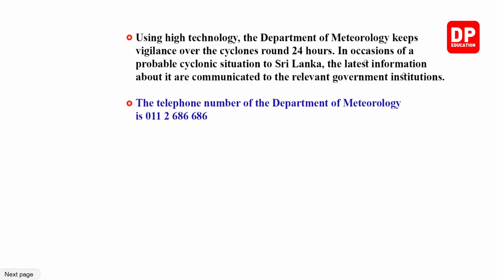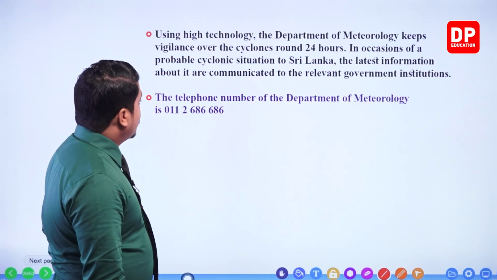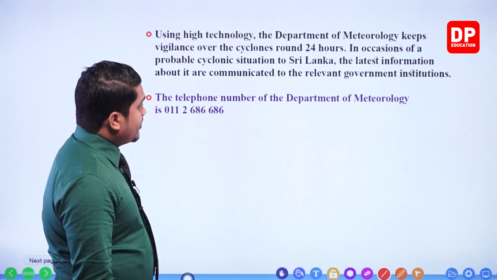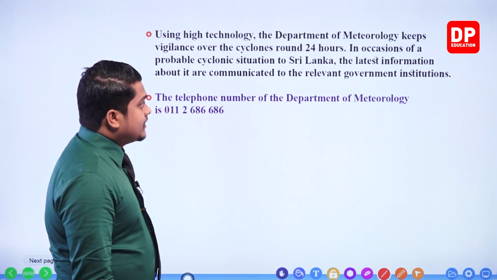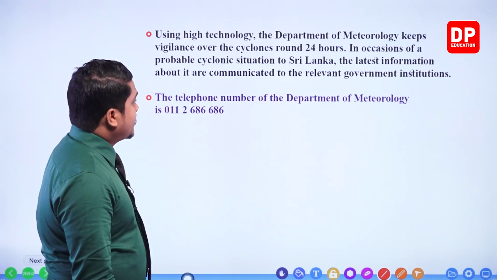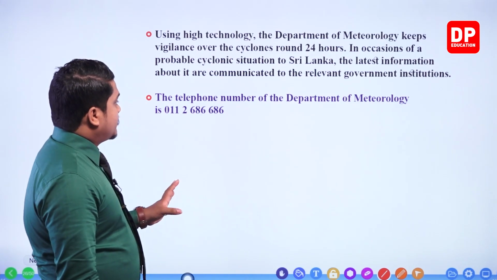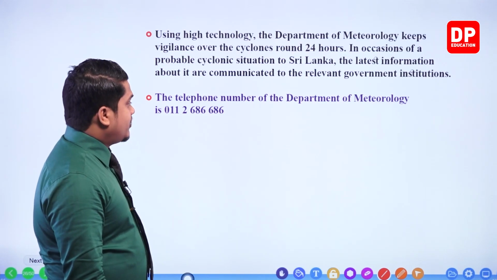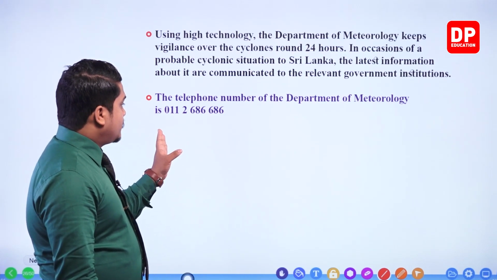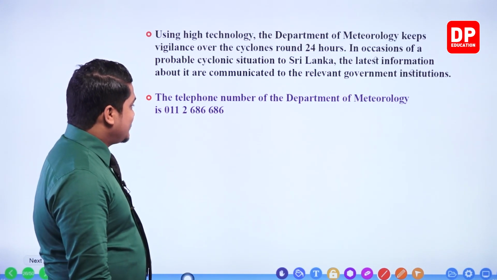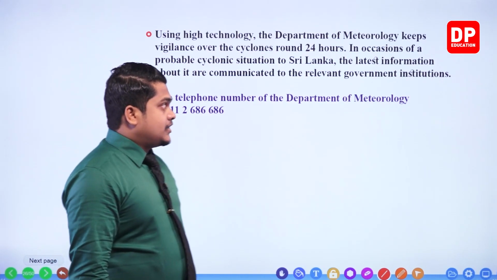You are given another point over here. Using high technology, the Department of Meteorology keeps vigilance over cyclones around the clock, 24 hours. In occasions of a probable cyclonic situation in Sri Lanka, the latest information about it is communicated to the relevant government institutions. The telephone number of the Department of Meteorology is given once again, 011 2 686 686.